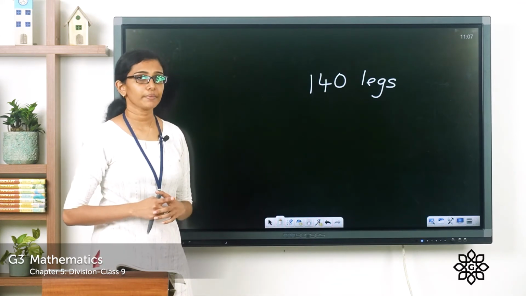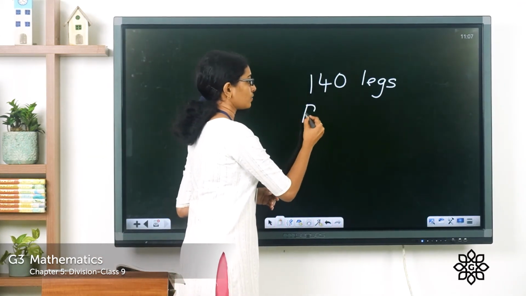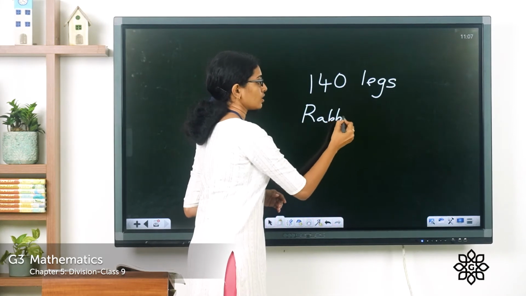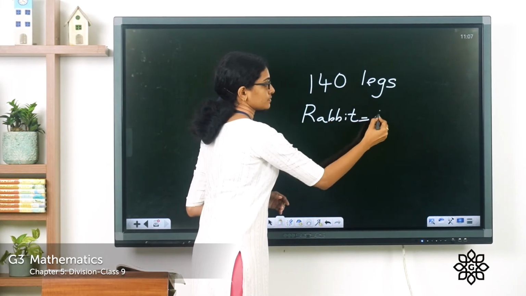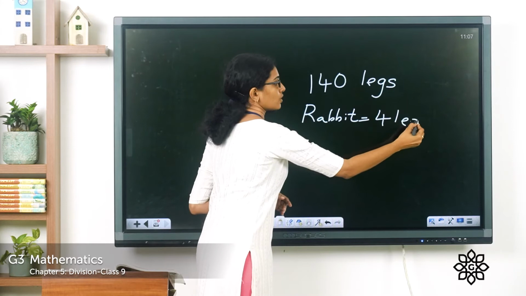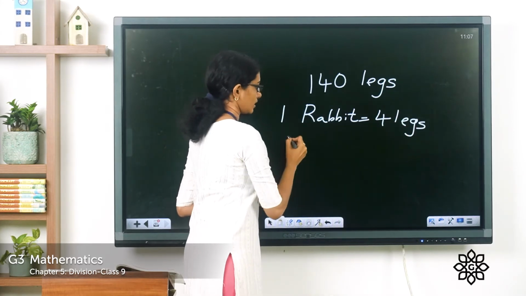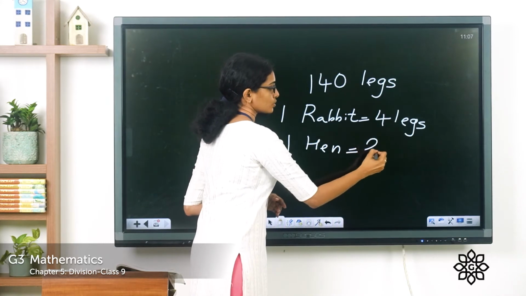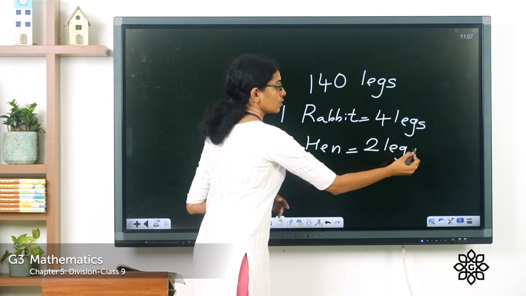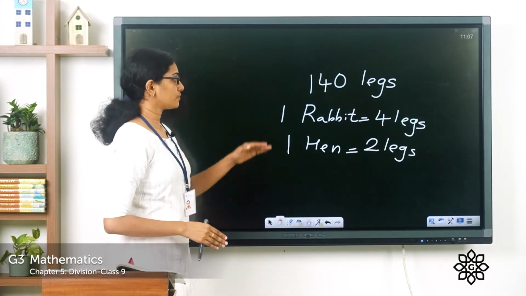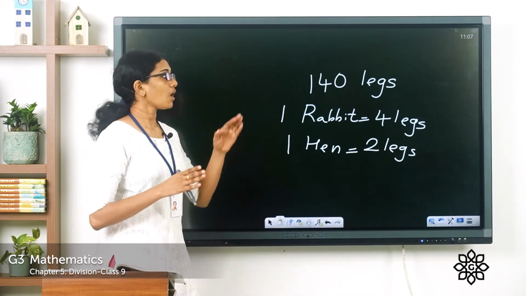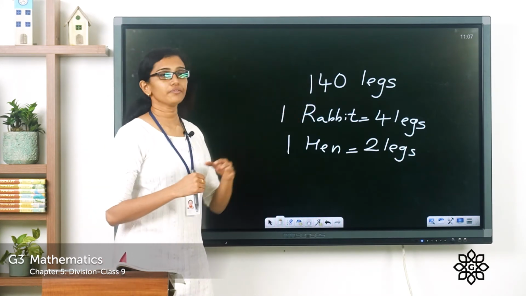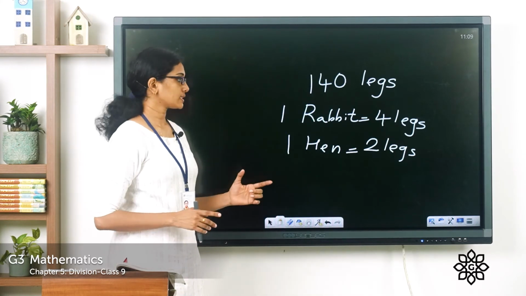So, for a rabbit, how many legs are there? For a rabbit, there are 4 legs. And a hen has how many legs? A hen has 2 legs. We don't know the total number of rabbits and hens, but altogether there are 140 legs. So, how do you solve this question?